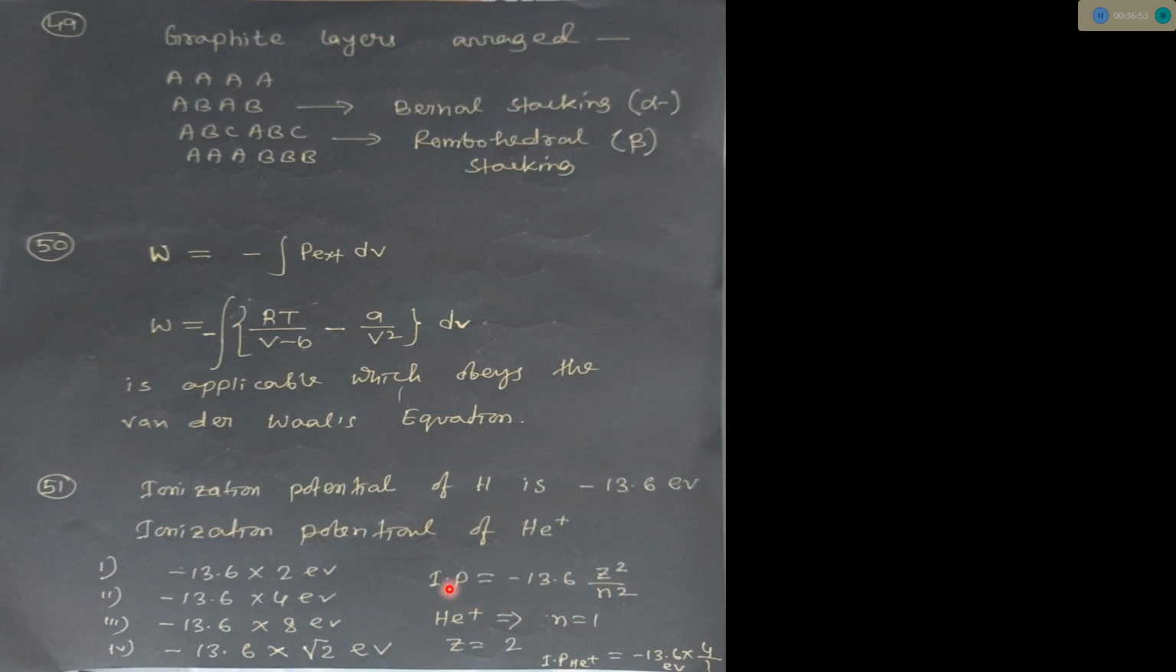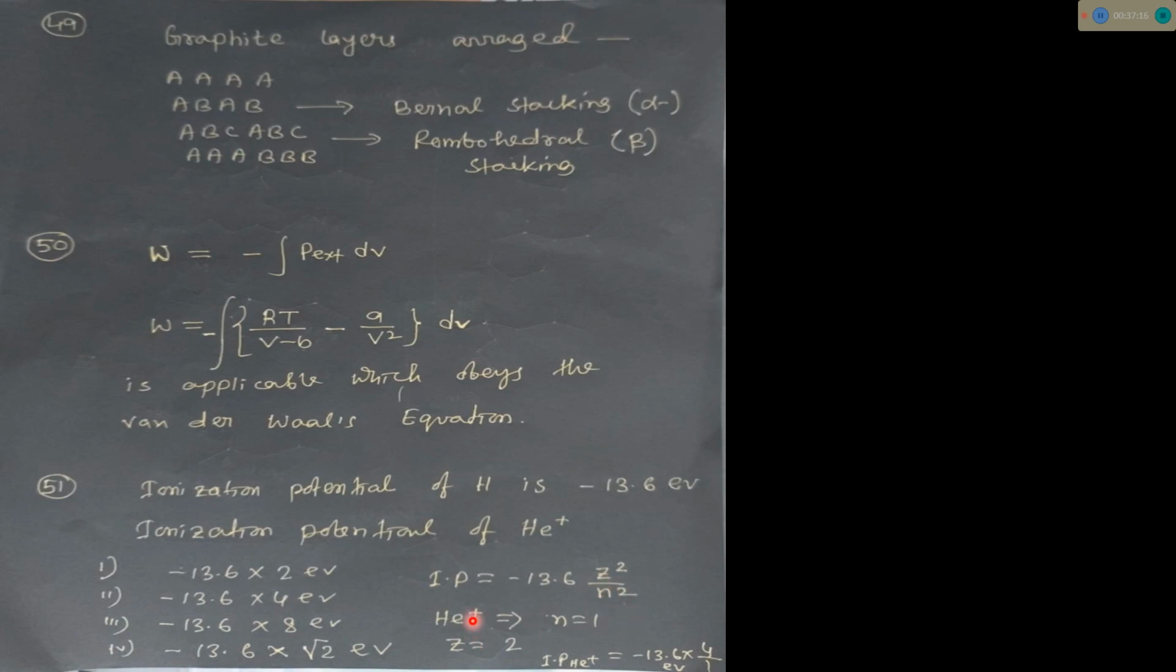So the ionization potential of any species is minus 13.6 Z square by N square. Z is the atomic number of that species, and N is the quantum number, which means the electronic state in which the electron is moving.